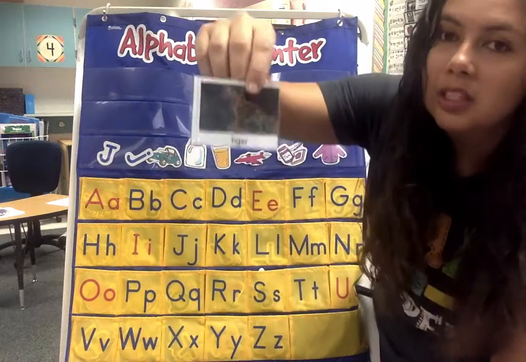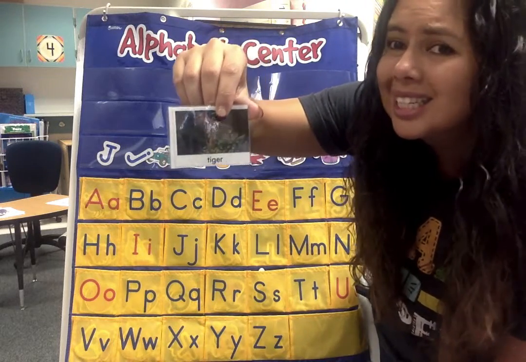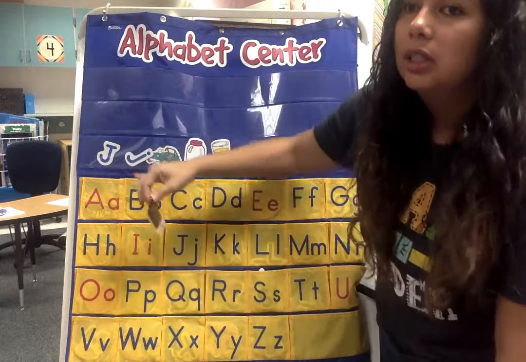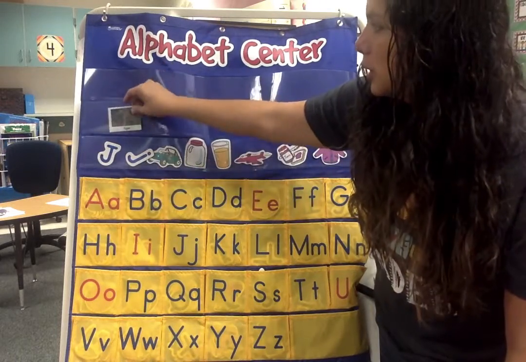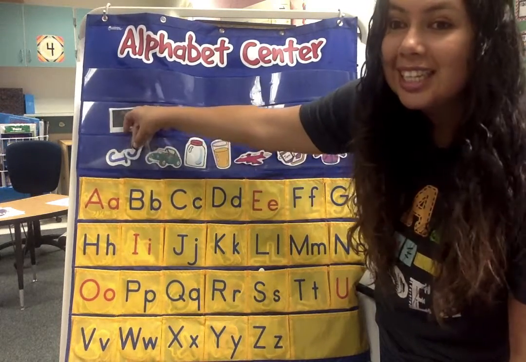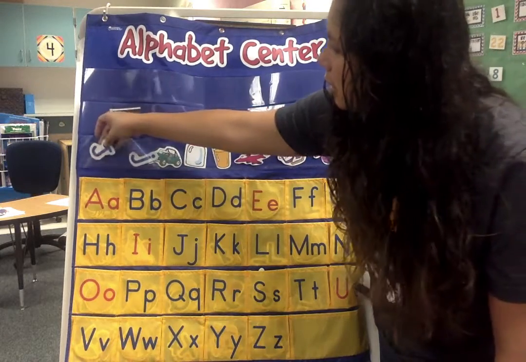And some words don't. So you got to be aware, like this one right here, the tiger does not start with a J. It starts with a different letter. It starts with a T. Oh, our J's fell.